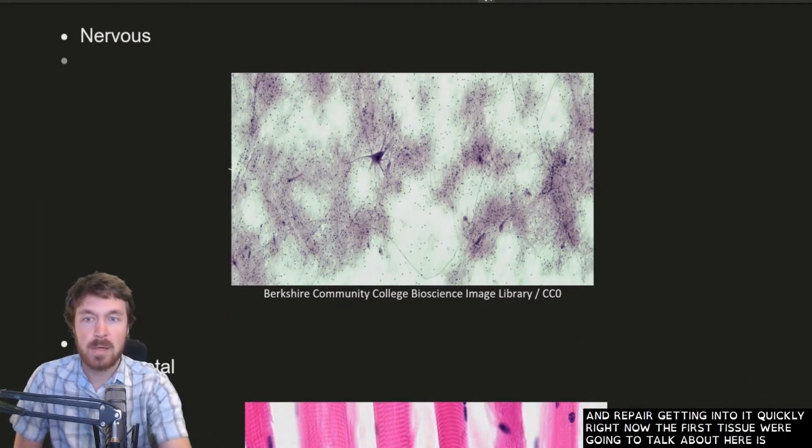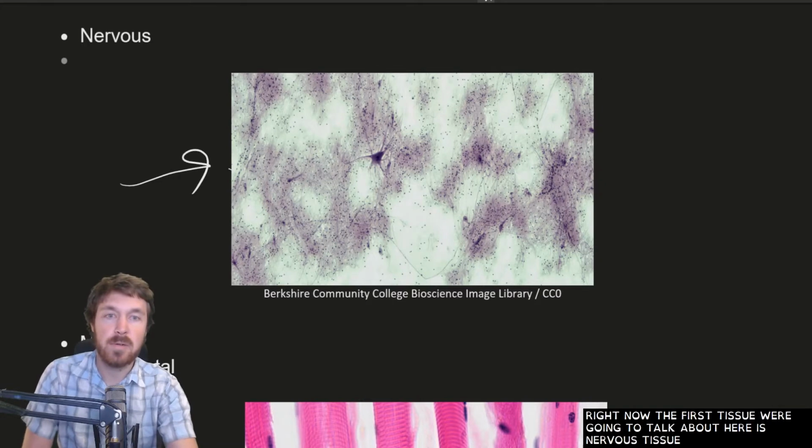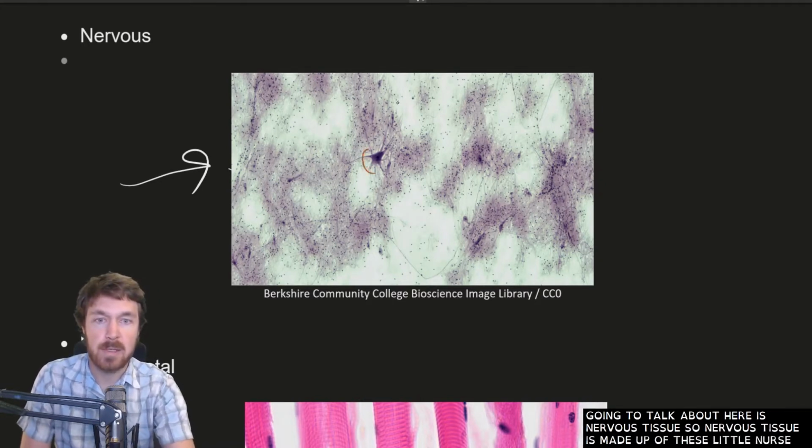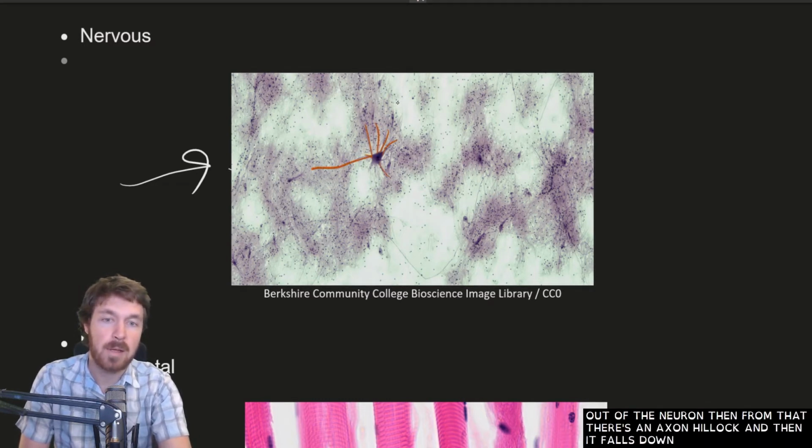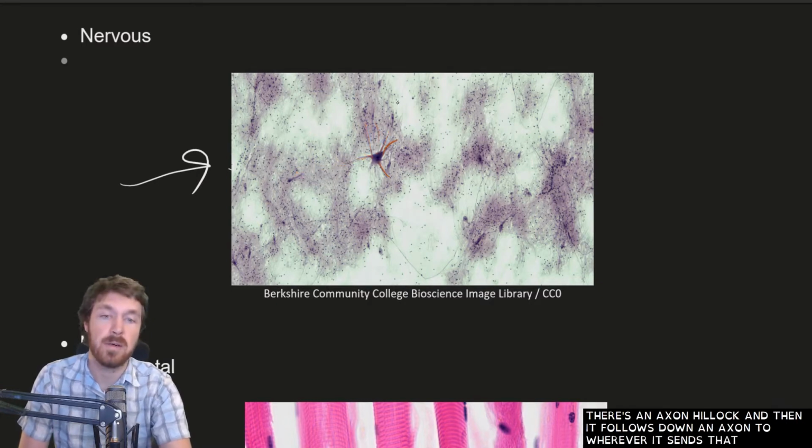All right, so getting into it quickly, the first tissue we're going to talk about here is nervous tissue. Nervous tissue is made up of these little neurons here. A neuron has a cell body. There's the nucleus of this neuron, and then there are all these little dendrites coming out of the neuron. From that, there's an axon hillock, and then it follows down an axon to wherever it sends that signal.